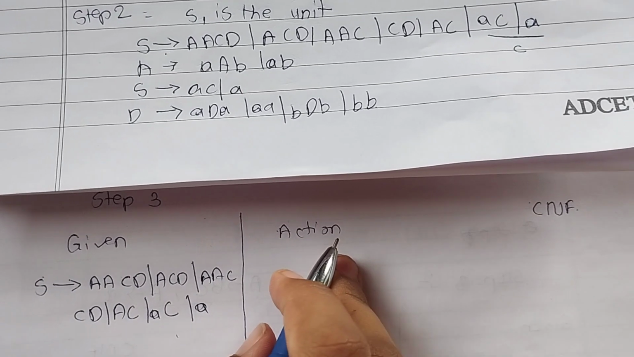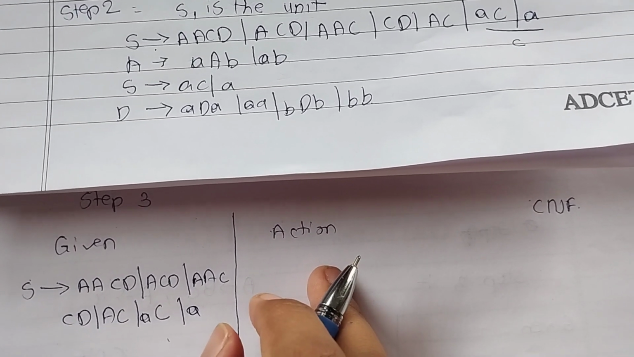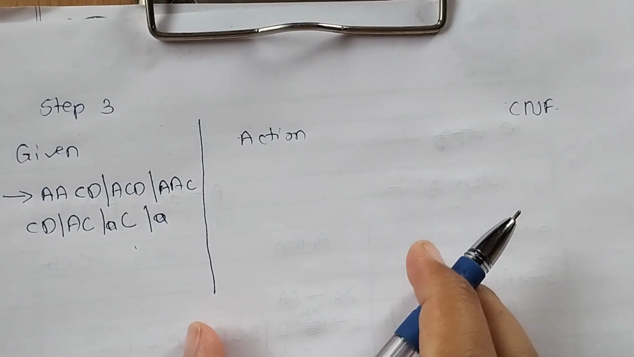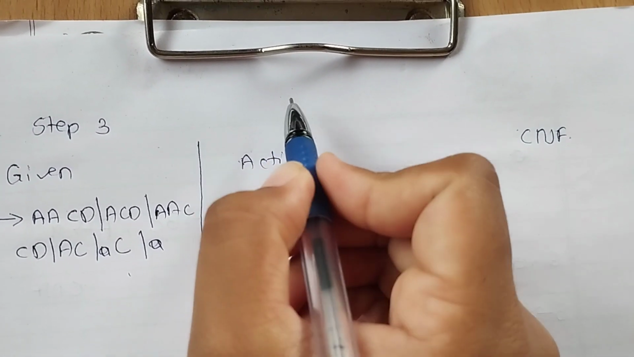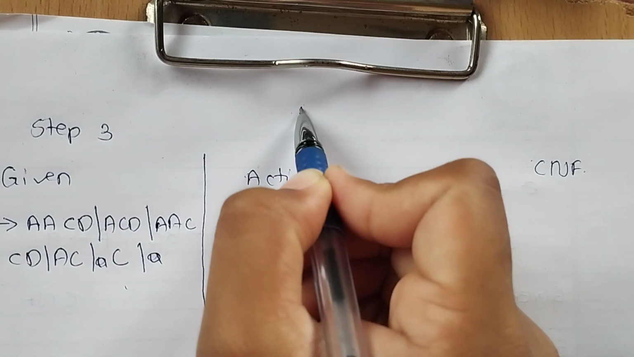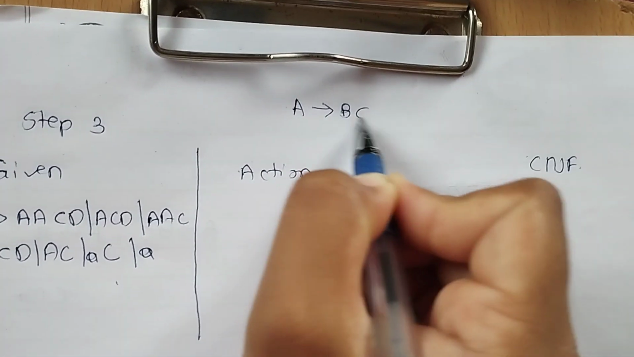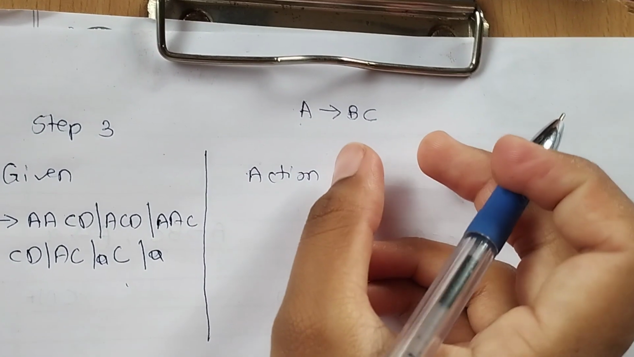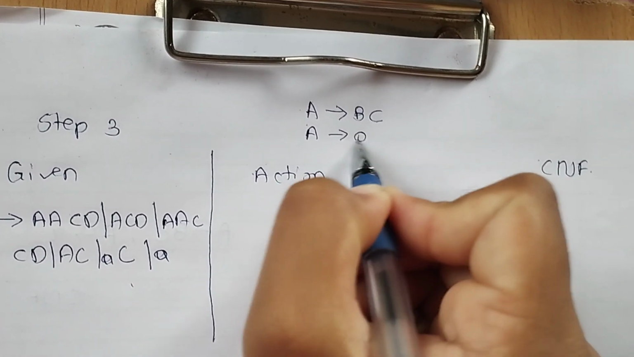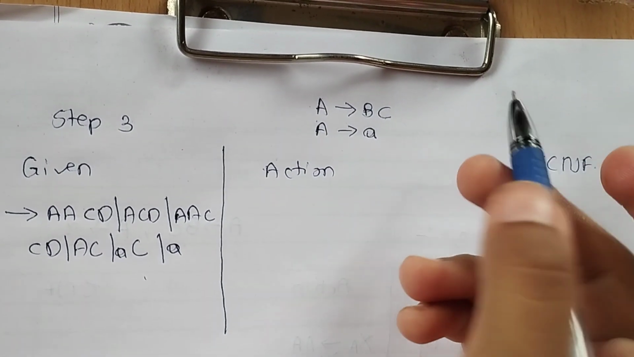Now we want to perform an action. So which action do we perform to get the CNF? I hope you all get the idea. If we want CNF, then we want the production in the form of A, B, C: a variable produces only two variables, or a variable produces only one single small letter.